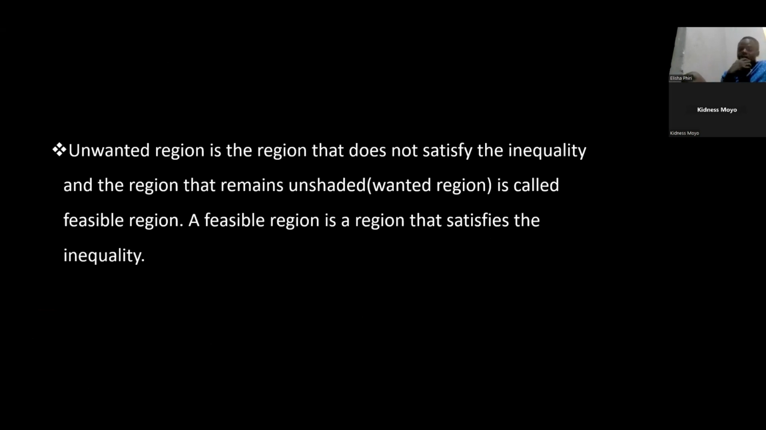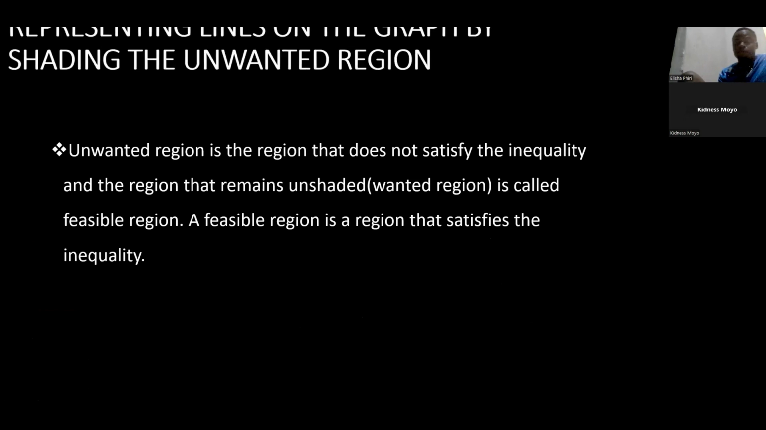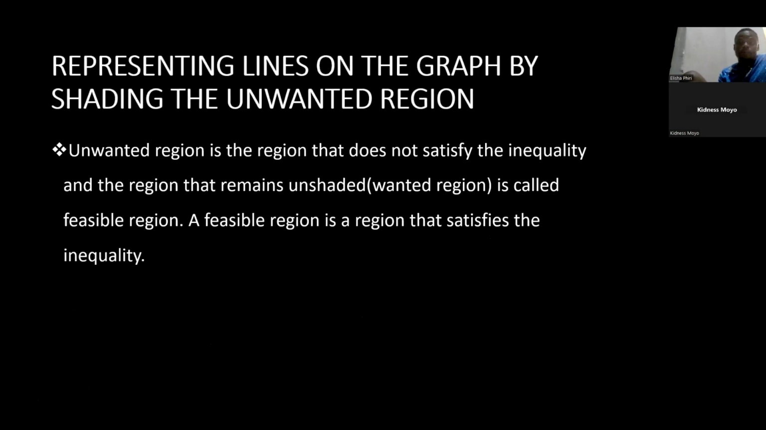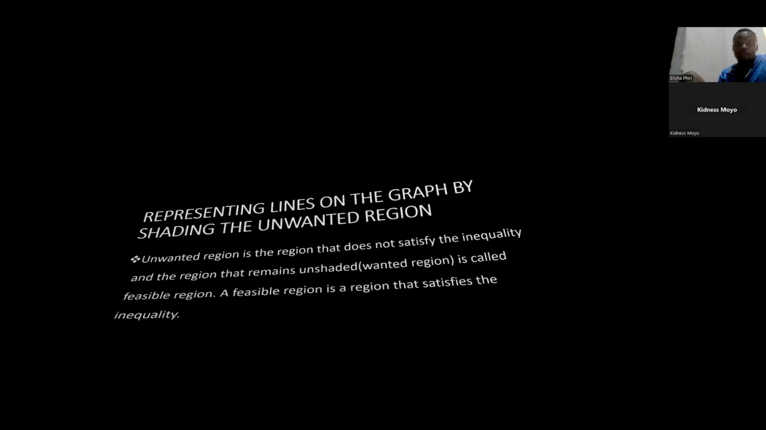Okay, so they're saying the unwanted region is the region that does not satisfy the inequality, and the region that remains unshaded, which is the wanted region, is called the feasible region. I think I explained about this. Yes. We soldier on.